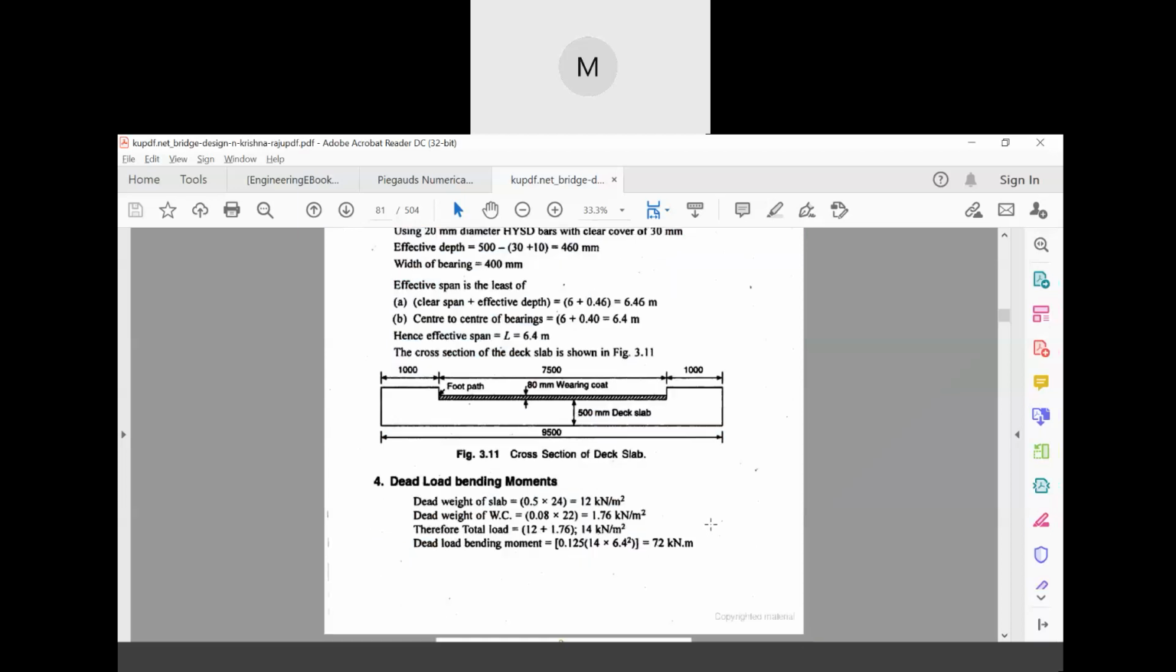Now the dead weight of wearing coat. 0.08, why? Because the thickness of the wearing coat is 0.08 meter, and 22 is the unit weight of the material that is used for making the wearing coat. Just remember these two. The unit weight of concrete is 24, I guess every one of you knows, and for the wearing coat material it is 22.